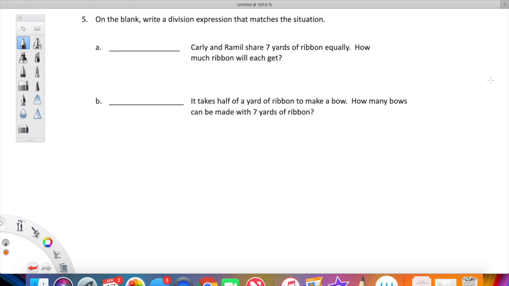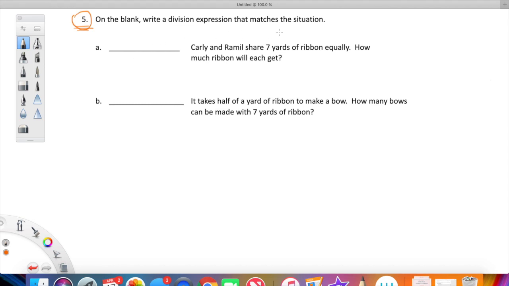Let's take a look. I wanted to go over this one because it's so important that we check in with our logic, and this problem gives us a perfect opportunity to do so. I know we're skipping around, so keep track of what number we're looking at. On the blank, write a division expression that matches the situation. In our first situation, Carly and Ramil share 7 yards of ribbon equally. How much ribbon will each get? Let's just think about this.